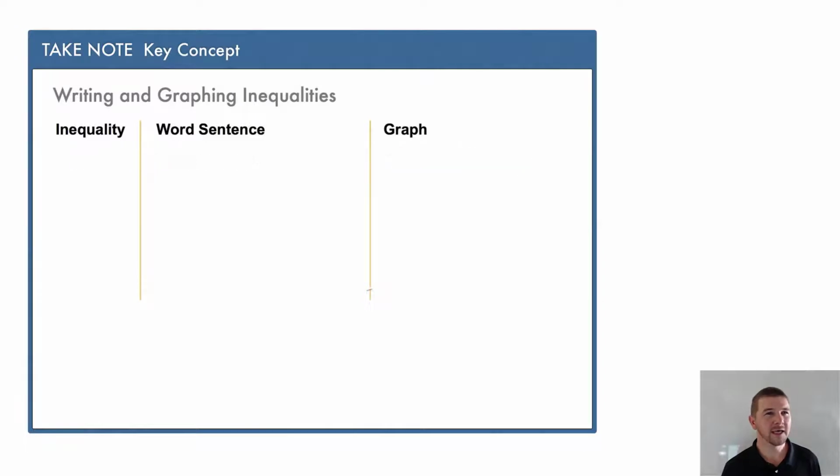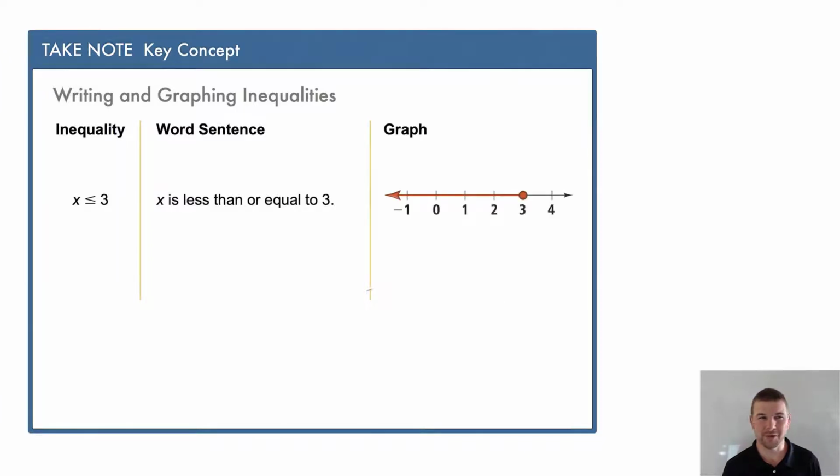Our next inequality, x is less than or equal to 3. And in a word sentence, that would read x is less than or equal to 3. As a graph, we see a very similar graph to the one we saw above, but this time we have a closed circle, or a closed dot, at 3, indicating that 3 is a part of the solution set.